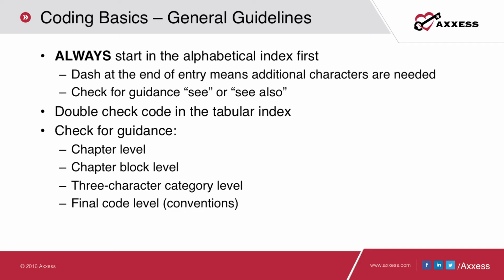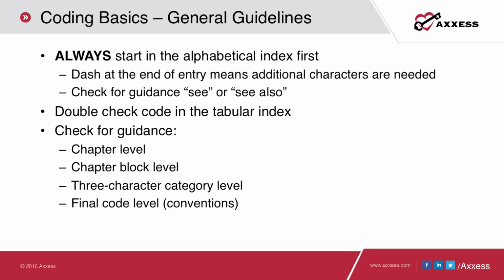Then you're going to want to double check that code that you found in the alphabetic index in the tabular index. Now, the tabular index is the part of the code book that's broken down by chapters, and those chapters are usually lined up by body system or disease characteristics. You'll then turn over in the tabular index, find the code that you've looked up, and check for guidance. Now, guidance is additional terminology or rules that give you information about whether or not you've arrived at the correct code.